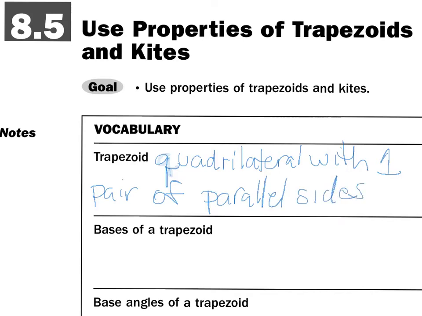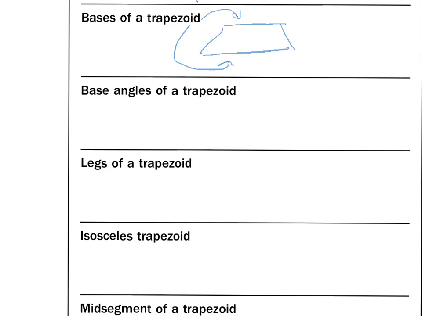The bases of a trapezoid. The bases are the parallel sides. So that would be a base, and this would be a base. The base angles are the angles at the base. So right here would be a base angle, and right here would be a base angle. The legs of a trapezoid are the non-parallel sides.